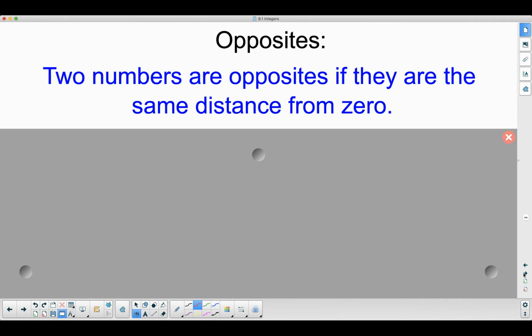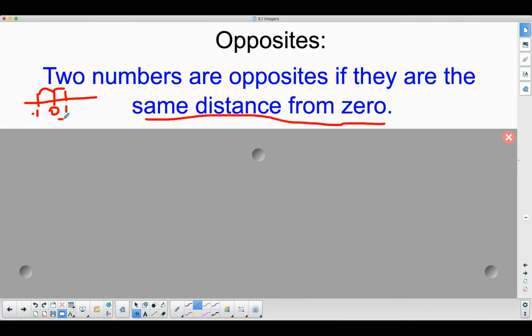So all integers have an opposite number. Numbers are going to be opposite if they are the same distance from 0. So if we have this number line here and we have 0, if I go over 1, so we have 1 unit positive, to get the opposite, I would have to go 1 unit negative. They're both 1 unit away from 0. So 1 and -1 would be considered opposites.